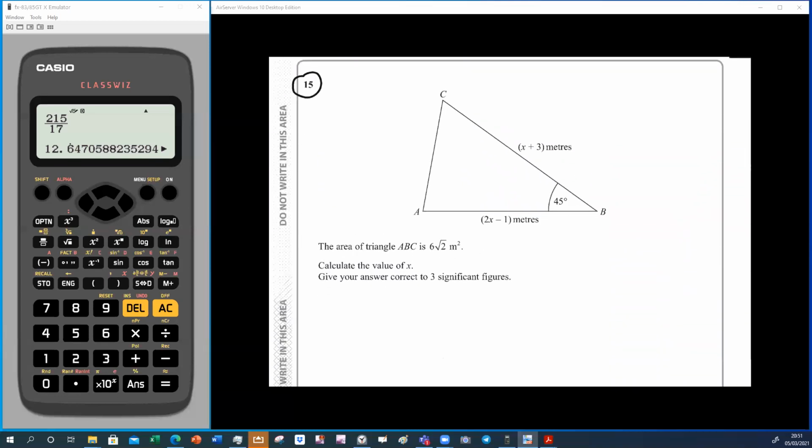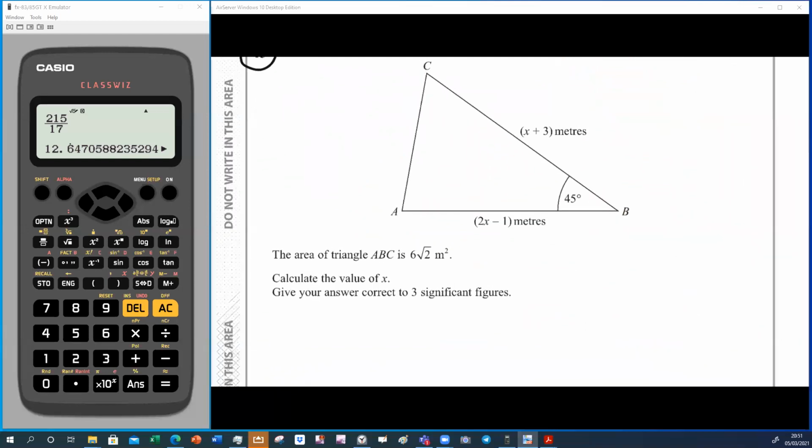Question 15. Okay, right. So this question involves the area of a triangle, and they've given us the area. Well, that's nice, they've given us the answer. And they want us to go back and work out the value of x. I call these kinds of questions a reverse question, because they've given you the answer. They want you to go backwards and work out what the original question was.